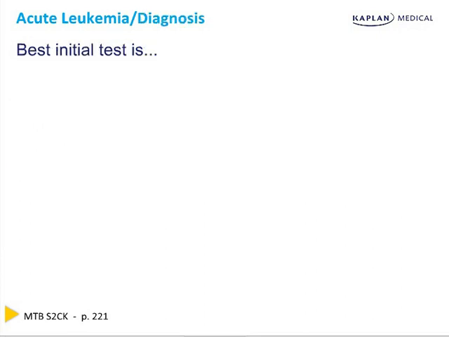The best initial test of acute leukemia is the blood smear, because on the blood smear you see blasts. Blasts are never a normal variant, ever. People don't harbor blasts asymptomatically.